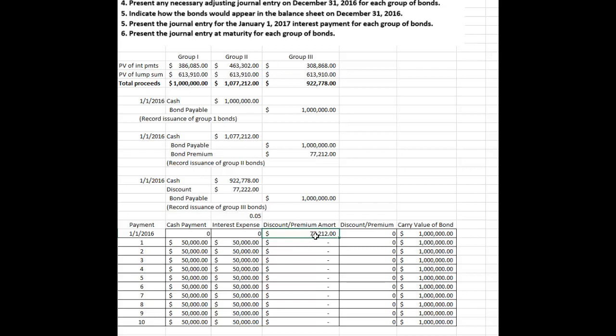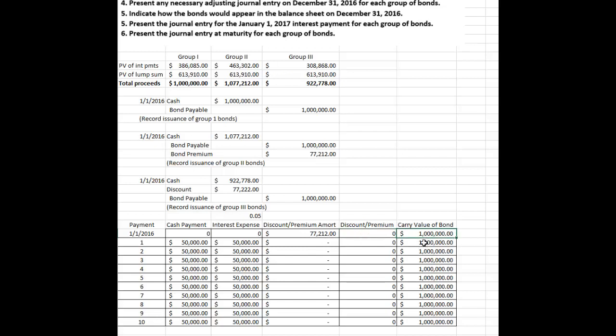But the matching principle says, well, this benefit that you received, the $77,000, you can't push that all through into 2016. That violates the matching principle. This bond benefits many accounting periods, 5 annual periods, and so this $77,000 you should spread out over the life of the bond. So we take that $77,000 benefit and we spread it out over the life of the bond in some systematic form.